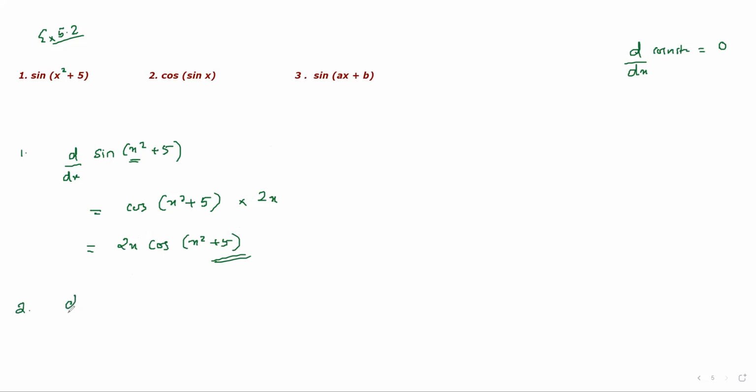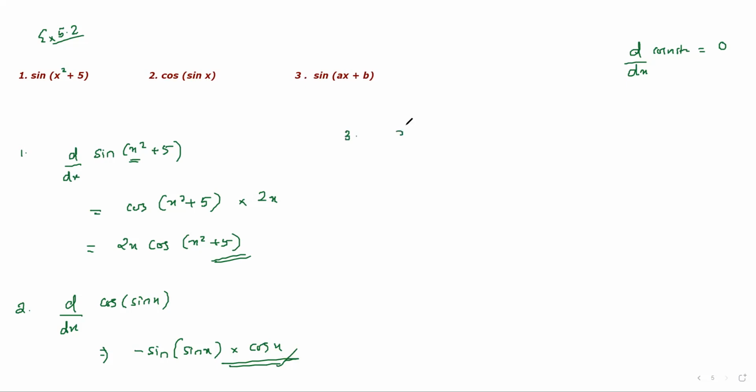Second question, d by dx of cos of sin x. So again, it is chain rule. So cos of sin x means cos into derivative, and then a minus sin. So minus sin of sin x into the derivative of the inner function sin x. What is the derivative of sin x? It is cos x. So the answer is minus sin of sin x into cos x.